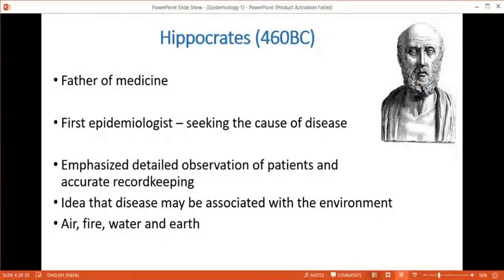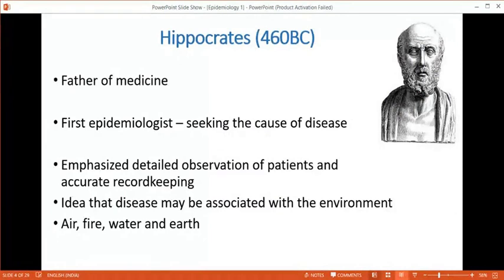And the father of medicine, Hippocrates, was the first epidemiologist. For each disease, he found out what the cause was. He made clear observations of the patients, and he noted what happened to the person, what changes occurred, and what he was exposed to. All these things he documented, and he wrote a book of 70 volumes about the diseases he saw. So he emphasized detailed observation of patients and accurate record keeping. He insisted on record keeping even then.